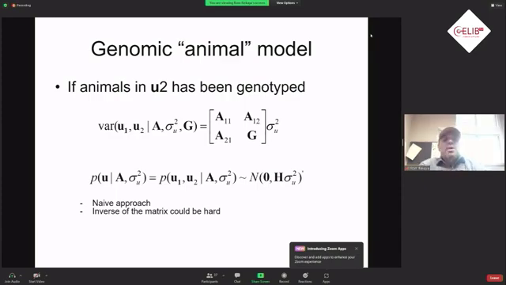So in a naive way, one would say, okay, how about if I just go ahead and take the A22 from the A matrix and replace it with G, and then assume that's the variance-covariance matrix between the genotyped and non-genotyped animals. Can anybody see a problem with that? You see what I'm trying to get at, right?